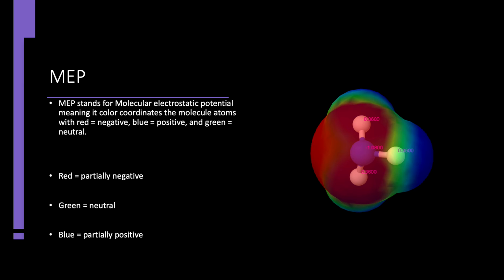And that's an image of ammonia thanks to MolView, which is another website. So the red is the most negative, and the blue ends are the most positive.